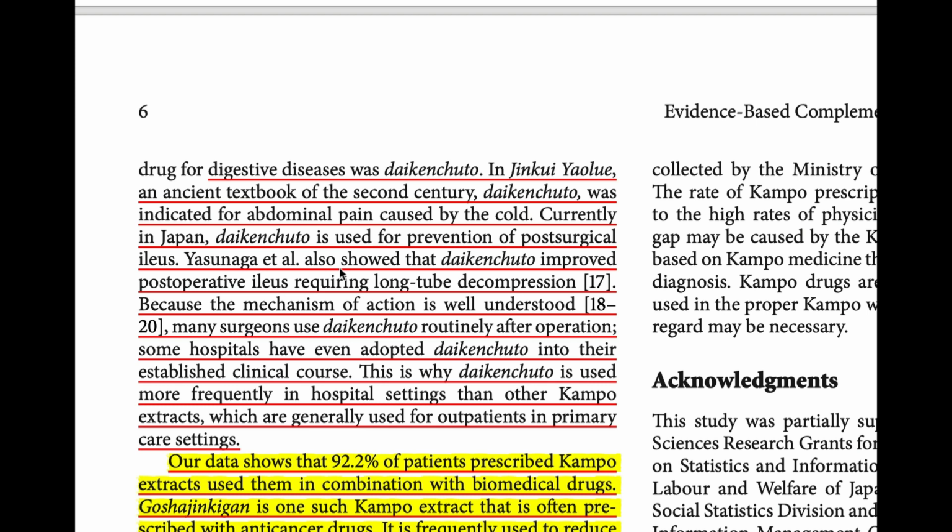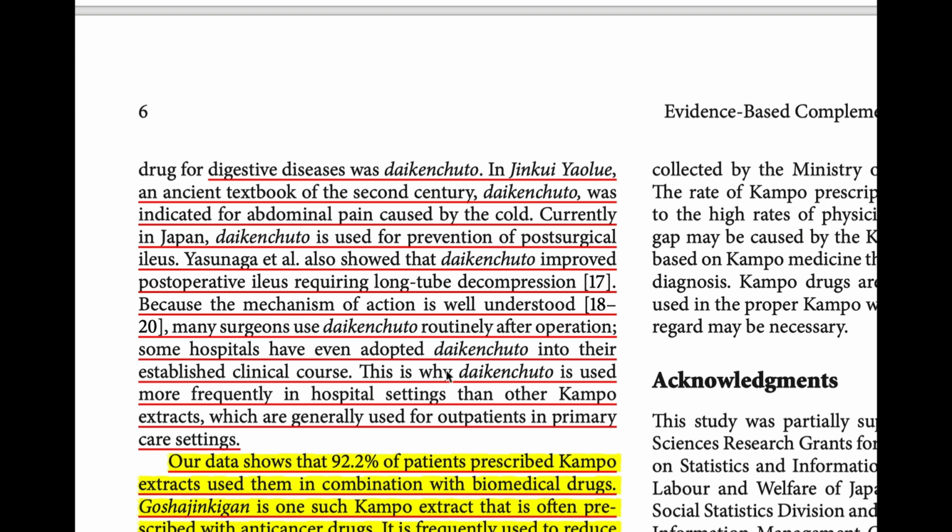So surgeons ask you, did you pass the gas? That is the important thing. You need to pass the gas. And it helps restore your intestine after surgery. And the mechanism is revealed, and many surgeons in Japan routinely use this Da Jianzhongtang. And some hospitals adopted Da Jianzhongtang as a routine practice in their clinical course.